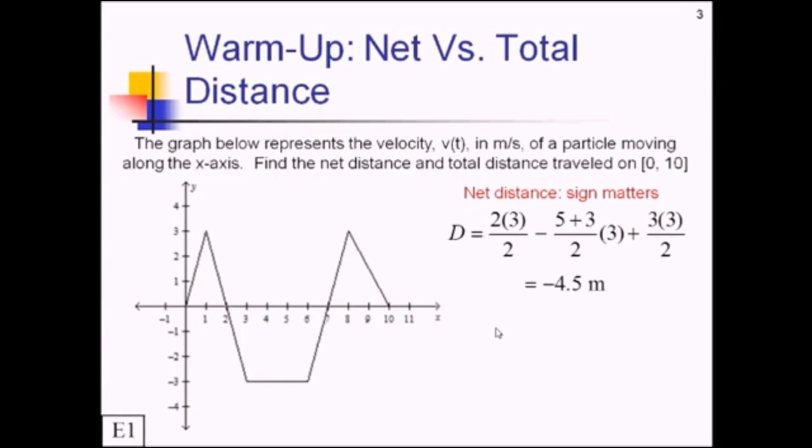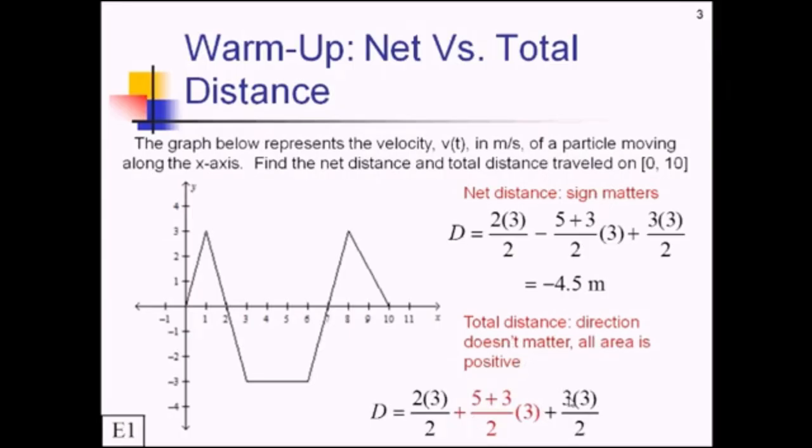Okay, so how does this differ from total distance? Well, with total distance, the direction that we're going doesn't matter. Like this spot down here where we turned around because we had a negative velocity, we don't care that you were walking the wrong way. All the area is treated as positive. So the only difference between net and total distance is we're going to make this middle term here positive. And then adding all this up, we still have 3, but this is going to be plus 12 and plus 4.5 for a total of 19.5.